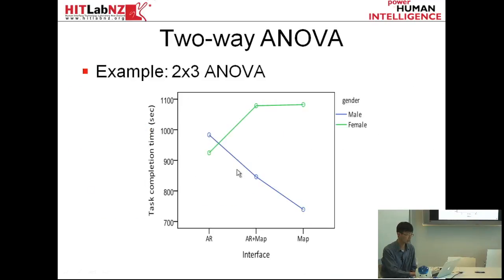And if it has three levels in one of the independent variables, such as in this graph here, for gender there are two levels, male or female. For type of interface, you can have more than two levels, which in this case is 3 levels. Then this becomes a 2 by 3 ANOVA or 3 by 2 ANOVA that you are running. And again, this is still a two-way ANOVA because we have two independent variables.